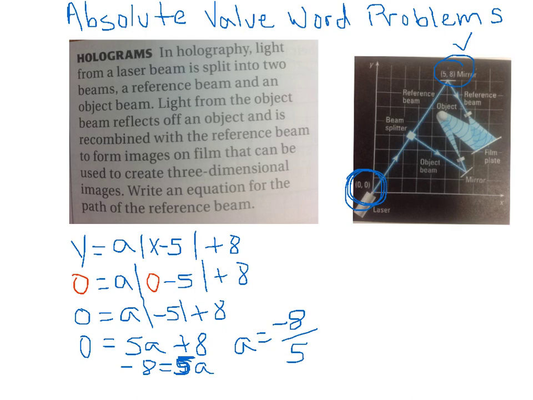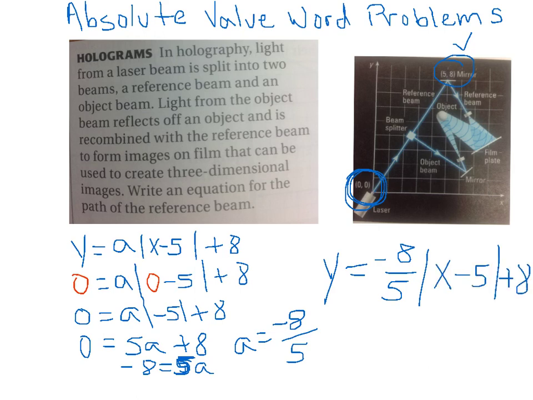That still hasn't given me my full absolute value equation, so we'll go back to our y equals equation. So we got y equals, our a value is negative 8/5. Inside my absolute value bars, we have our x minus 5, because we went right 5, plus 8 because it went up 8, and there's the equation that models your function. From here, you could plug in a variety of points to see if they work.